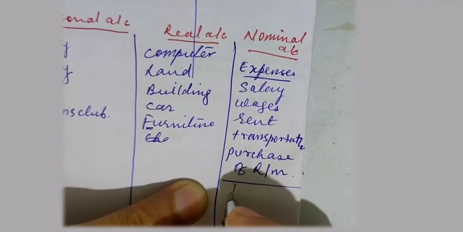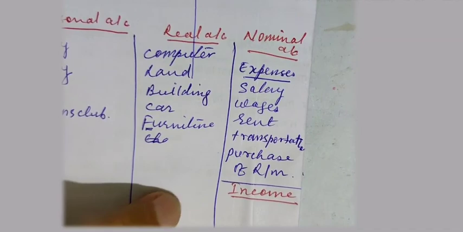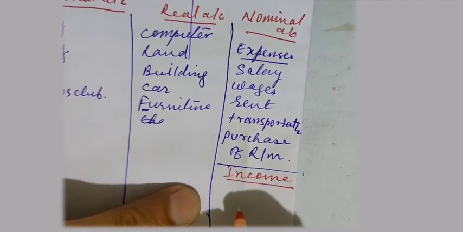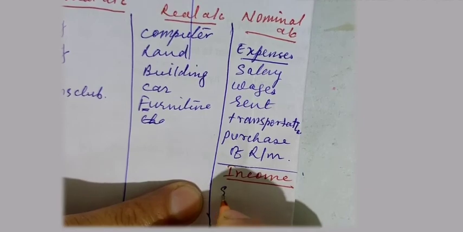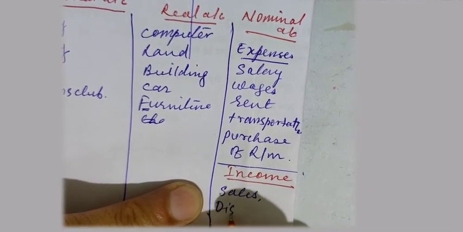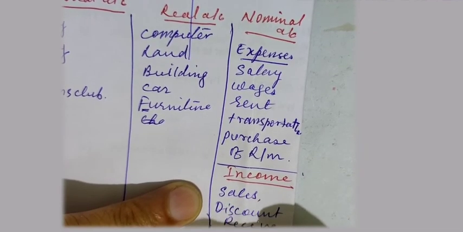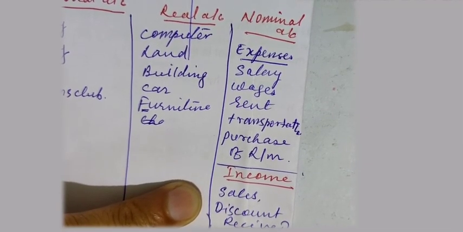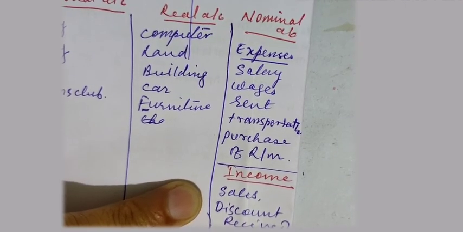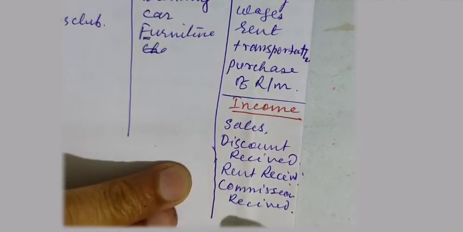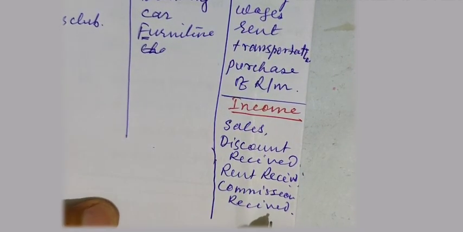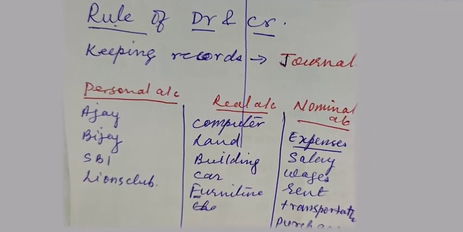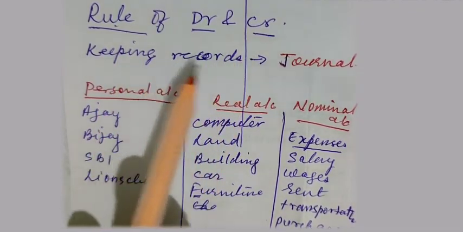Then let's say income. What are incomes? Income means money received either from the sale of goods or providing of services, like sales, discount received, rent received, commission received. Received by whom? Commission received by whom? Received by the company, remember, received by the business, by the firm. Okay, you need to practice a lot in order to use the rules of debit and credit.